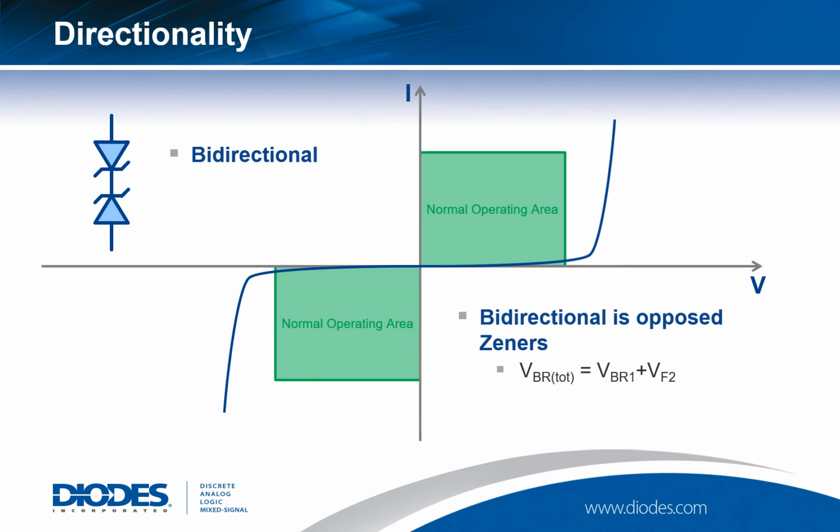The total breakdown voltage in any direction is the forward breakdown voltage of the one device plus the reverse breakdown voltage of the other. They don't necessarily have to be the same. There are cases where there are asymmetric bidirectional TVSs. A common case would be a LIN bus device for automotive.